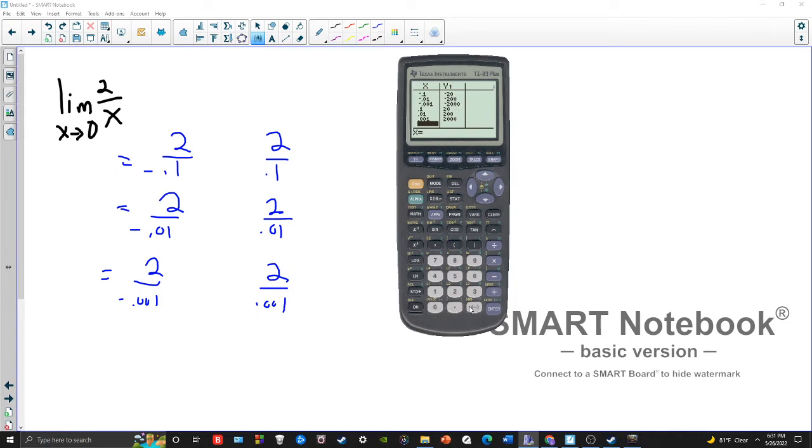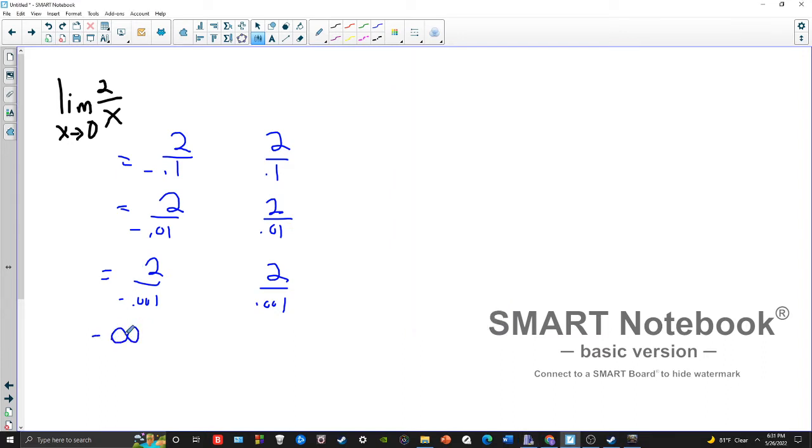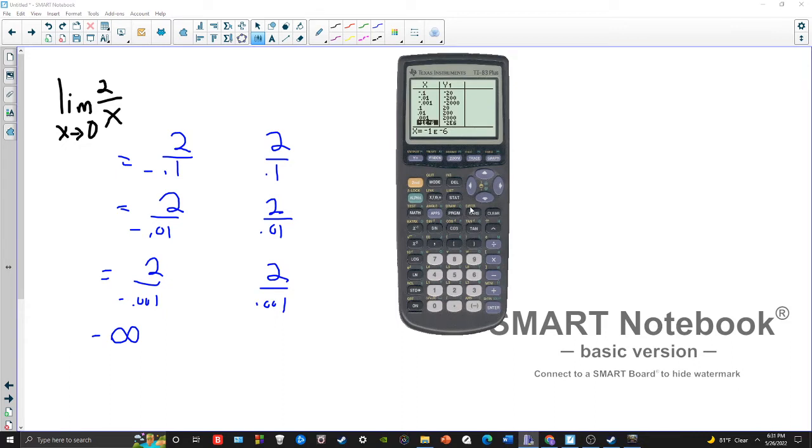So if I were to plug in negative 0.000001, this is a very, very small number, negative 2 with 6 zeros behind it, essentially. This is getting more and more towards the negative infinity range. As the bottom number gets closer and closer to 0 on the negative side of things, this is getting towards negative infinity. It's just making a bigger and bigger negative.